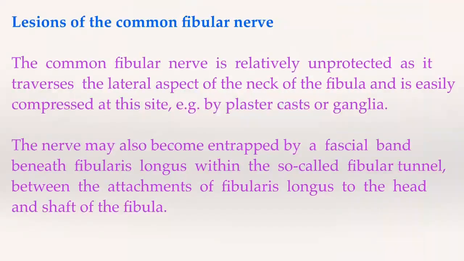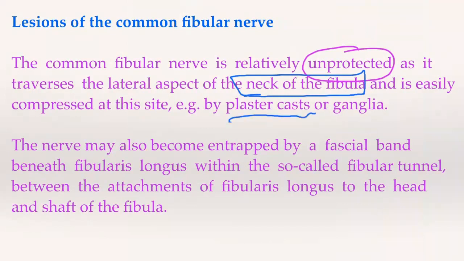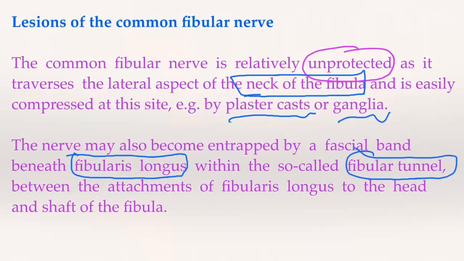Coming to the clinical anatomy, the common fibular nerve is relatively unprotected, right? That is clear as it traverses the lateral aspect of the neck of the fibula, and it is easily compressed at this site by plaster casts or ganglia. The nerve may also become entrapped by a fascial band beneath the fibularis longus, because it crosses the so-called fibular tunnel between the attachments of fibularis longus to the head and the shaft of the fibula.